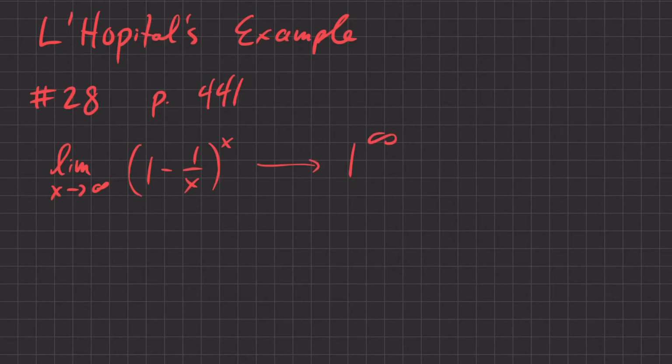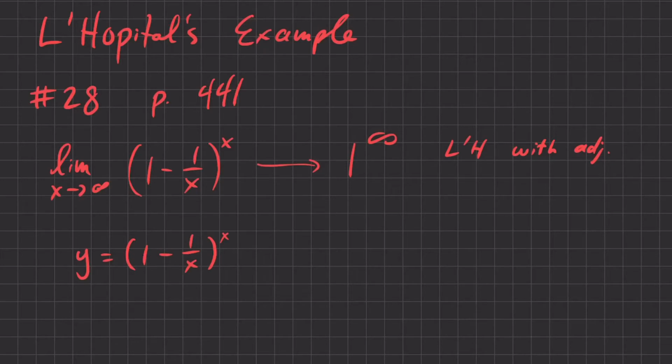So that means that we are going to be able to use L'Hopital's rule, but we need to edit it first, right? We need to adjust this. So I'll write L'Hopital's rule with adjustments, okay? So the first thing that we'll do is, I'm just going to say that y is equal to 1 minus 1 over x to the power of x.